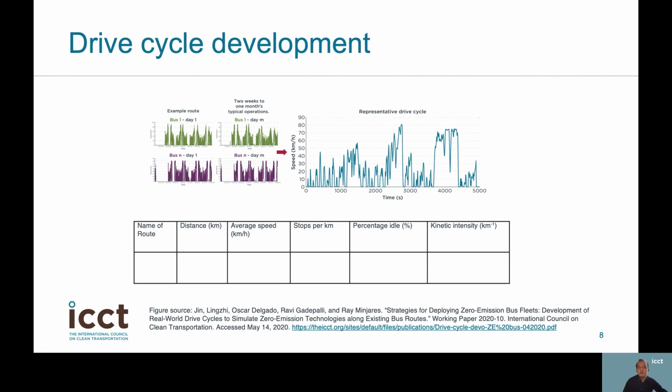The distance of a route, average speed at which vehicles travel, number of stops per kilometer, percentage of time that the buses are idle, and kinetic intensity, which, like I mentioned, is a measure of drive cycle kinetics reflecting how much stop and go is in the cycle, are all very useful insights for the subsequent analysis that compares cost and range and projects minimum technical requirements and infrastructural needs for the technology transition.